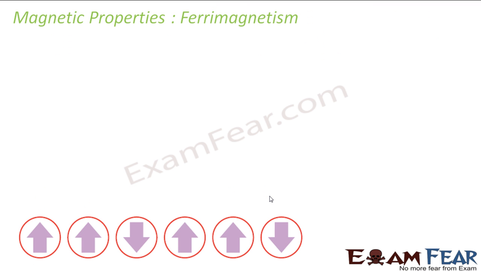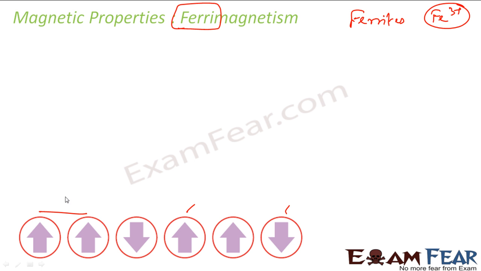The next is ferrimagnetism. The name ferri came from ferrites. What are ferrites? Nothing but iron with a +3 charge. Here we have domains aligned in parallel and anti-parallel directions, but the number is unequal. If you see, 1, 2, 3, 4 in the top direction and 2 in the bottom direction.